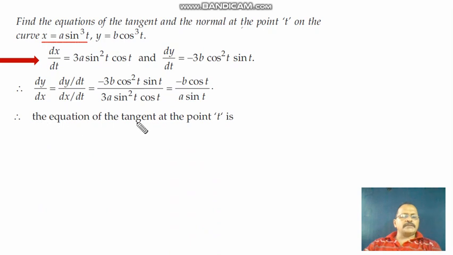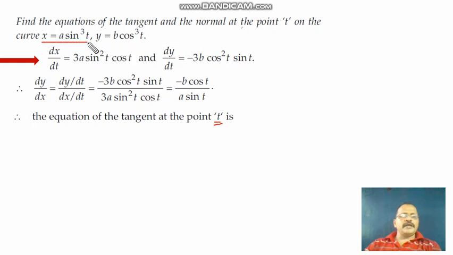The equation of tangent at point T is, now at point T I must have the value of x1 and the value of y1. The value of x1 is a sin cube t and the value of y1 is b cos cube t. If t is given in terms of pi by 2, pi by 6, pi by 3 etc., then you can find out the numerical values easily.